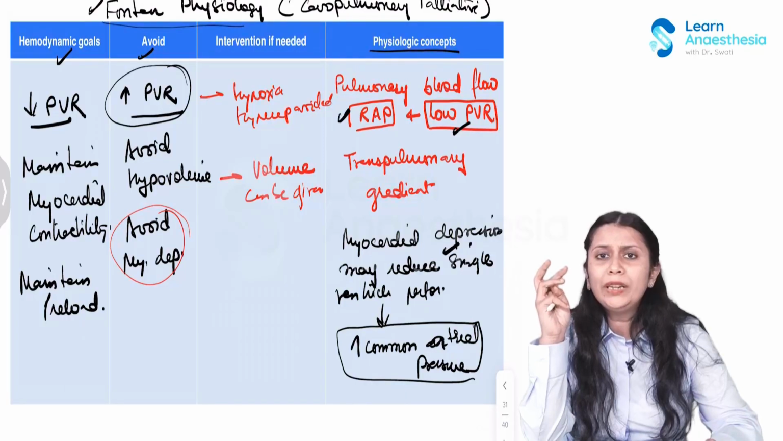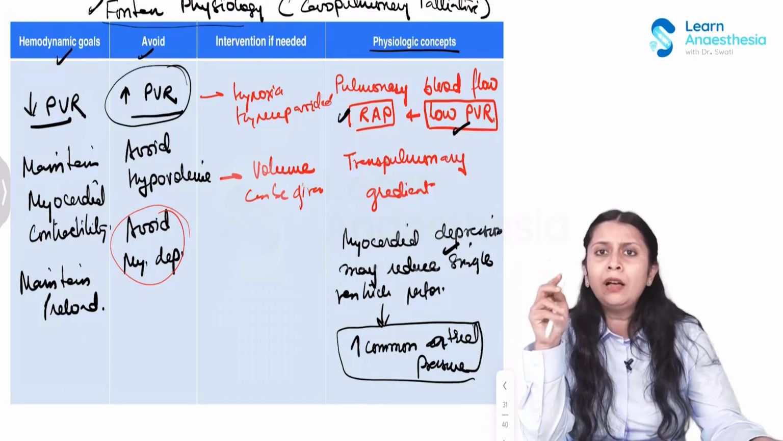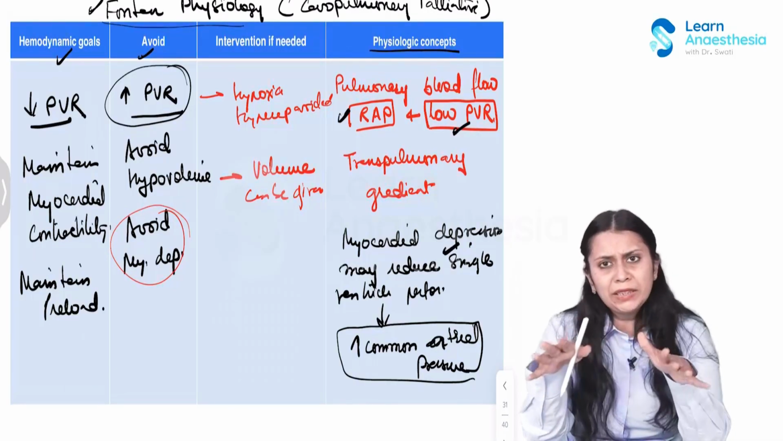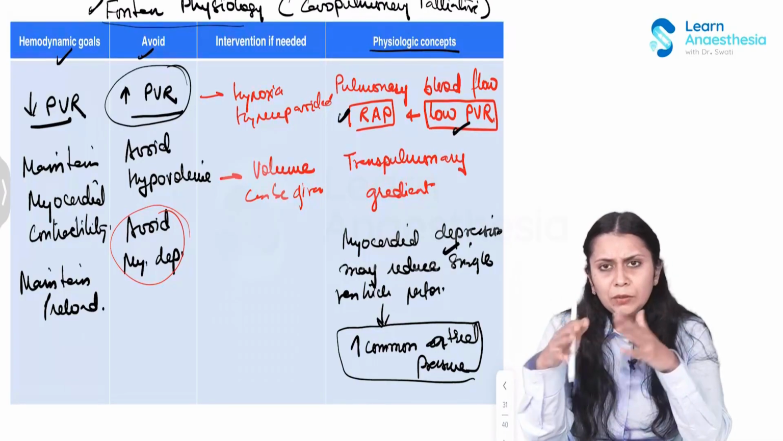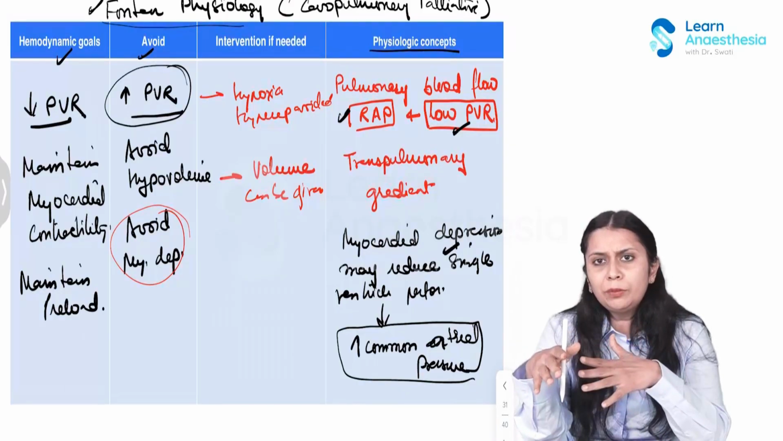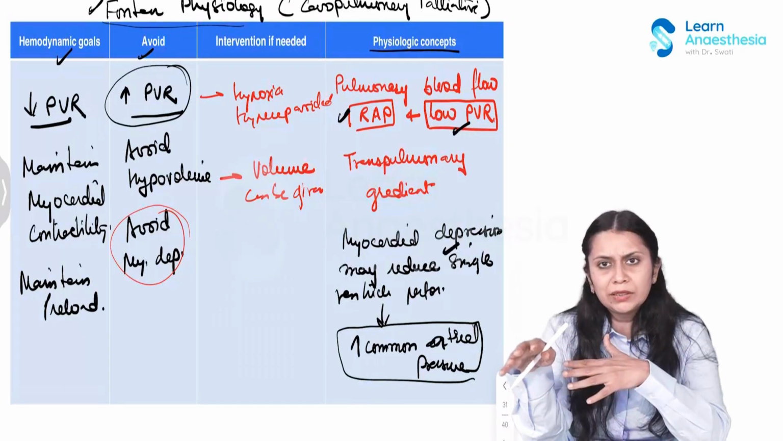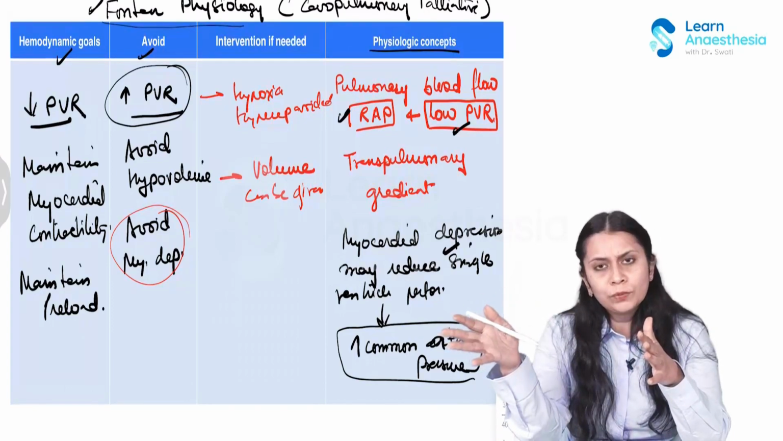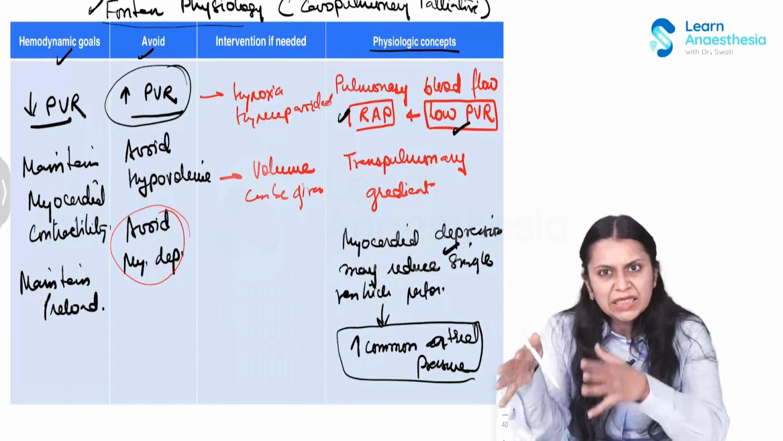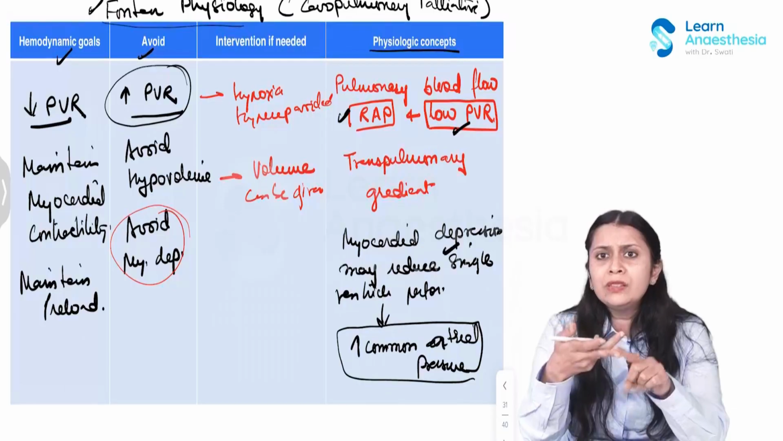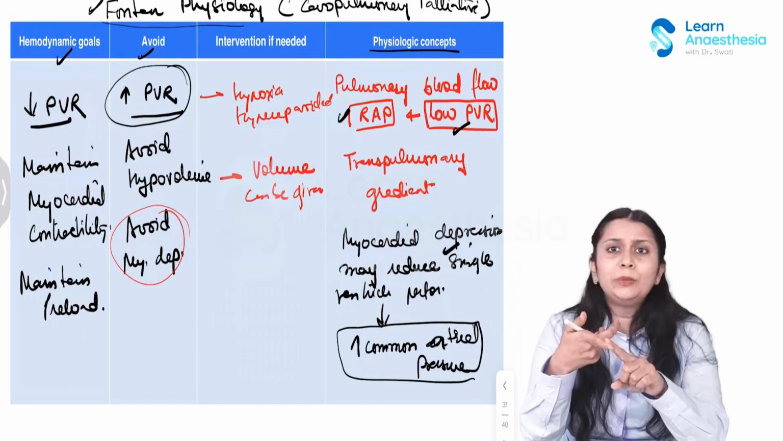Number 1, we need to decrease the PVR, or maintain the PVR low. We need to decrease the PVR because the greater the gradient between the left atrial pressure and the pulmonary vascular system, the more the pulmonary blood flow will be. So PVR should be decreased. To decrease PVR, hypoxia, hypercapnia, acidosis, and sympathetic stimulation should be avoided.